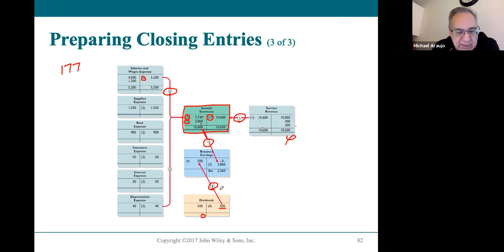That's what closing is, right? And move that to the debit side of retained earnings. Well, look at retained earnings. This is the retained earnings statement. Beginning balance, adding the net income, taking away the dividends, new balance in retained earnings.